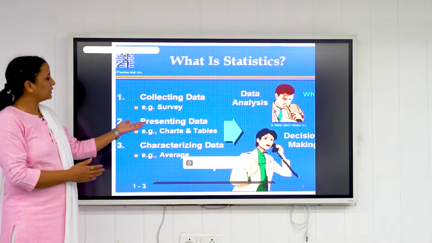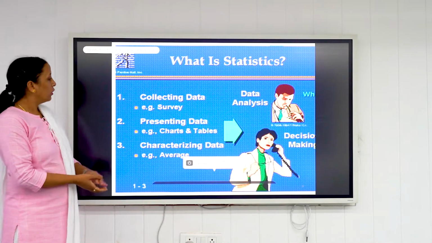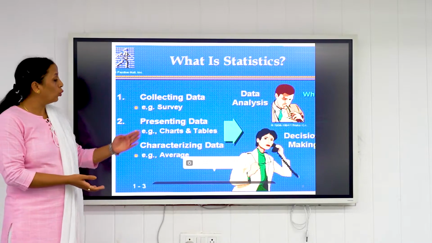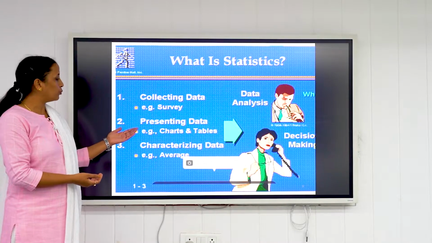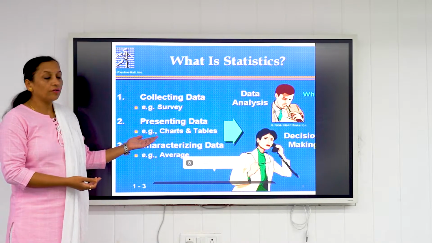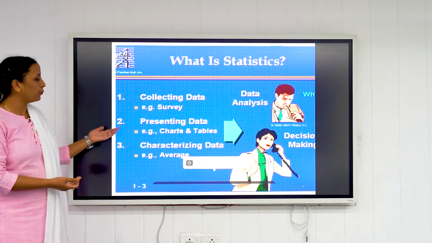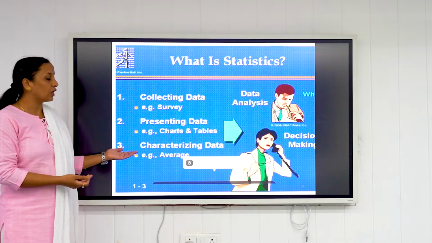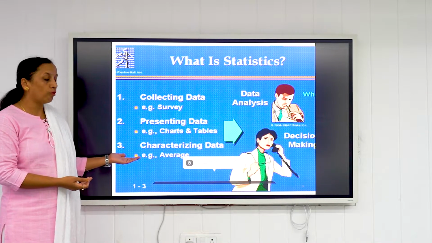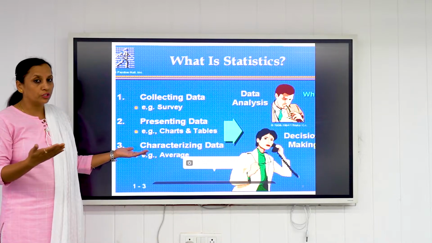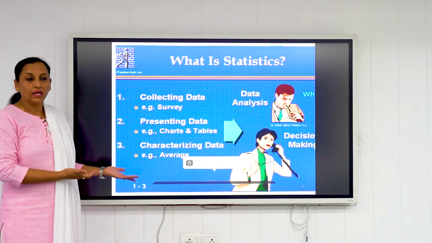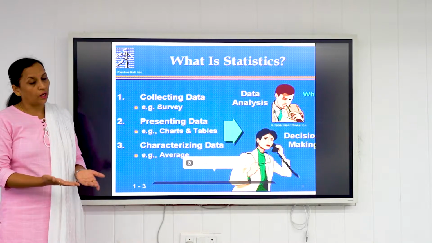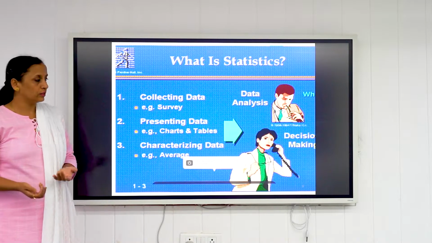Now we can say statistics begins when we collect data through surveys. After collecting the data, we have to present it in graphs and charts. Then we have to characterize our data in the form of averages, like mean, median, mode, and variation with the help of standard deviation, variance, etc.